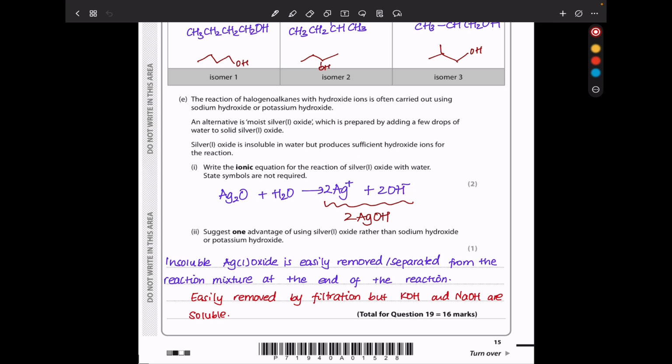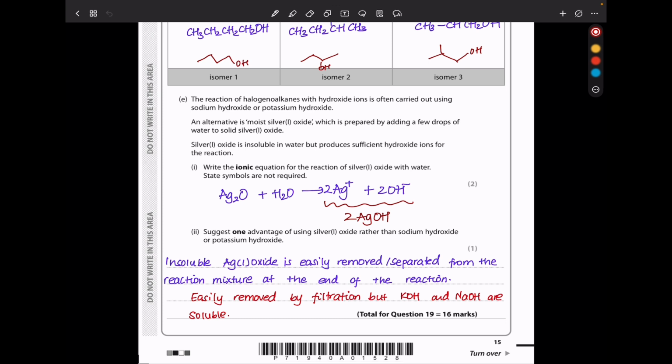And again, this is because they said it's insoluble in water and produces sufficient hydroxide ions for this reaction. So if hydroxide ions are to be produced, it means the OH here that leaves silver alone, which is going to be the silver ion. Together we'll have the silver hydroxide.